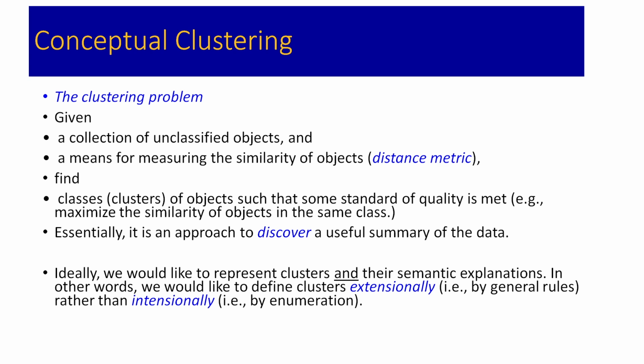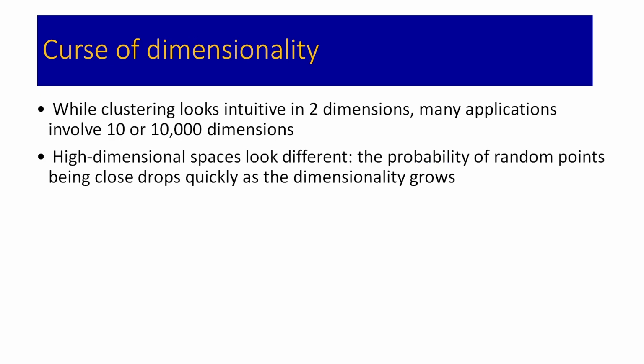Ideally, we would like to represent clusters with some semantic explanation also, but in mathematical terms this may not be very important. In mathematical terms, you have to calculate similarity based on a certain distance metric. But when you do that, you have a problem. The problem is what is known as the dimensionality problem, and in the clustering literature it is known as the curse of dimensionality.